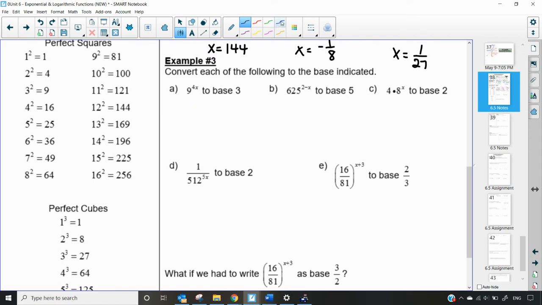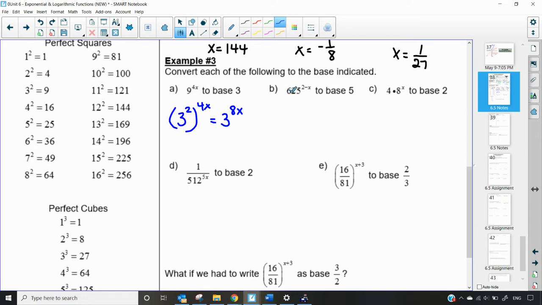All right, so we're going to take a look at some examples here. All of these are just practice writing numbers as a separate base. So the first question says to write 9 to the 4x as base 3. So we're really just trying to rewrite our 9 as base 3. And so looking at our chart here, 9 is 3 squared. So 3 squared to the 4x equals 3 to the 8x.